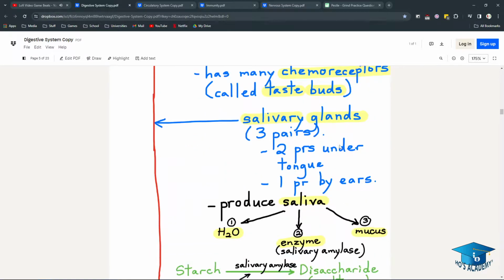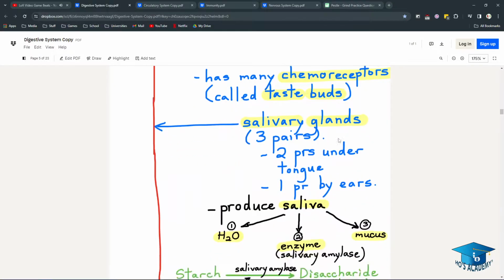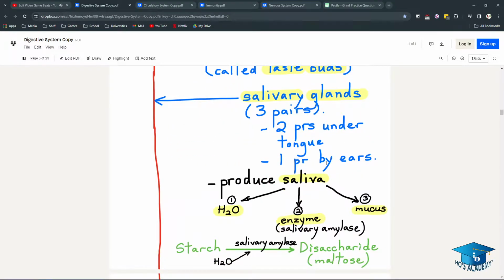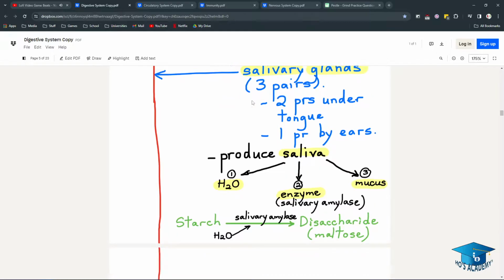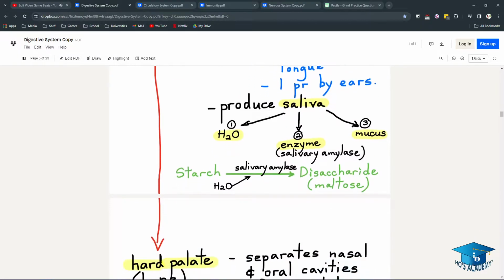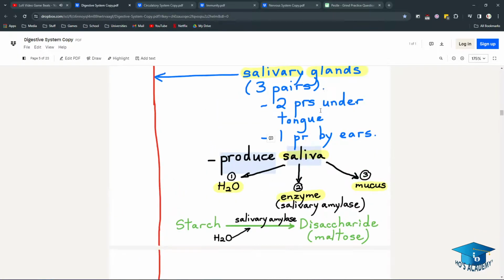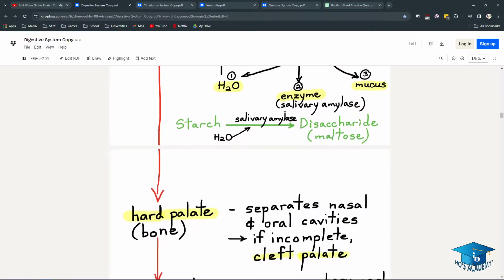There's salivary glands. There's 3 pairs of them. There's 2 pairs under the tongue and 1 pair by the ears, so that means there's 1 on the left, 1 on the right. Your salivary glands produce saliva. And within saliva, there's water, enzymes, salivary amylase, and mucus. So this is the first of our enzymes.